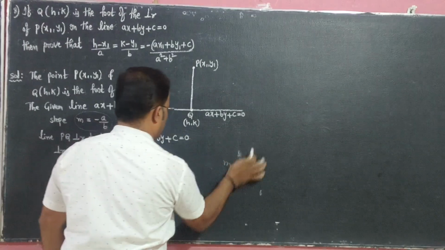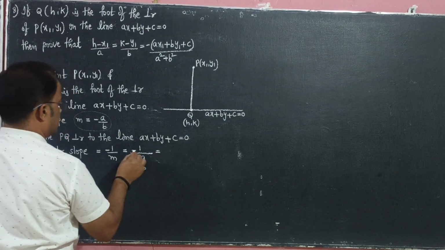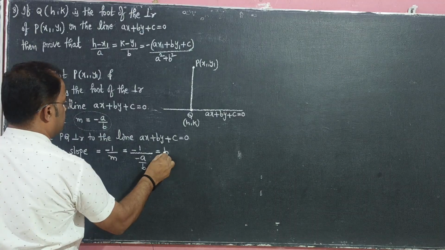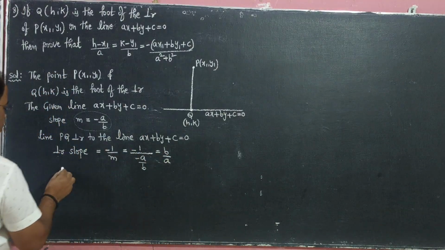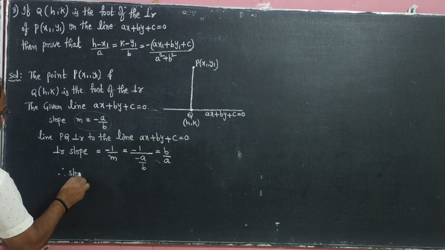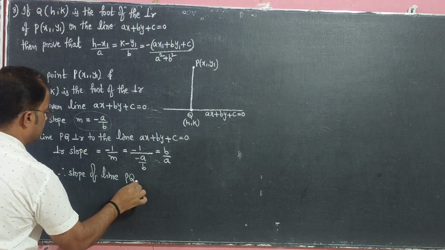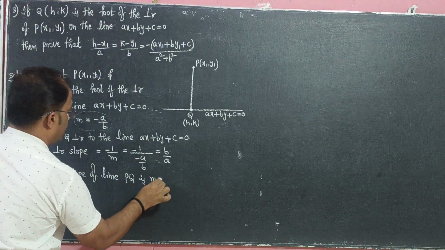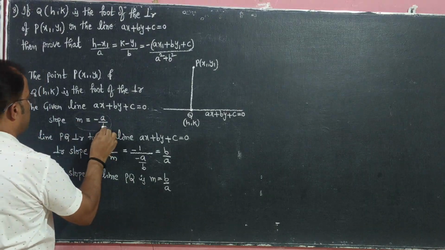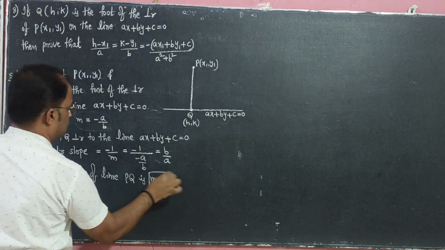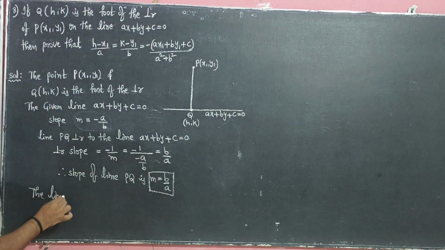Right. So for the perpendicular line, minus 1 by minus a by b: minus minus cancel and a by b becomes reciprocal, meaning b by a. Now we have the slope of PQ. Therefore the slope of line PQ is m equals b by a. We have the new slope, m equals b by a. This one is new.